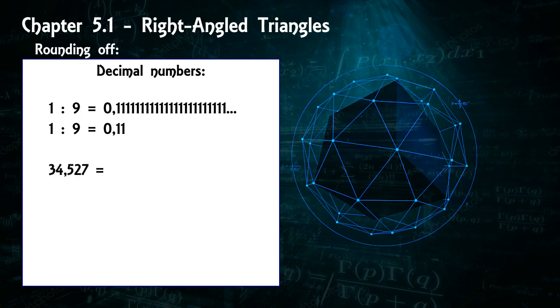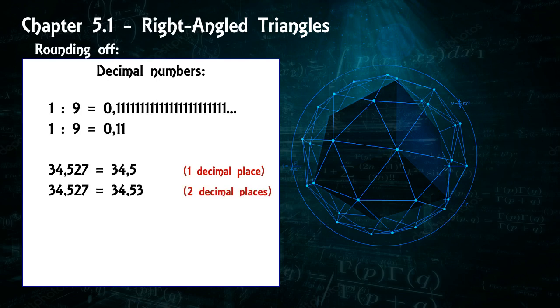So 34.527 rounded off to 1 decimal place will become 34.5. And rounded off to 2 decimal places, we receive 34.53. When rounded off to the nearest integer, meaning a whole number, we receive 35. Make sure you know how to round off. 0 to 4 is low, 5 to 9 is high.